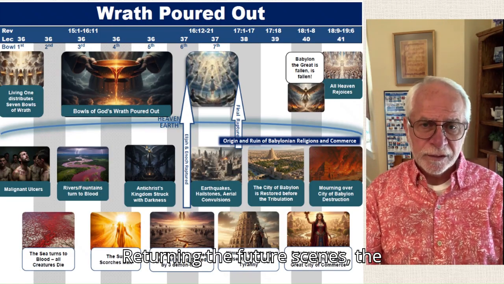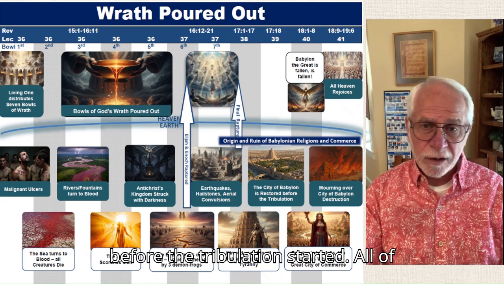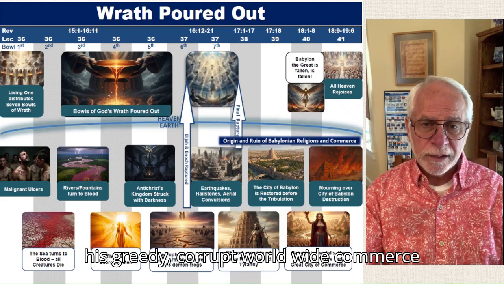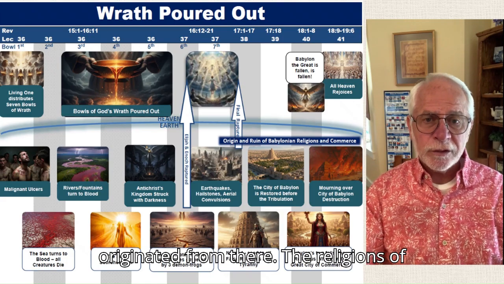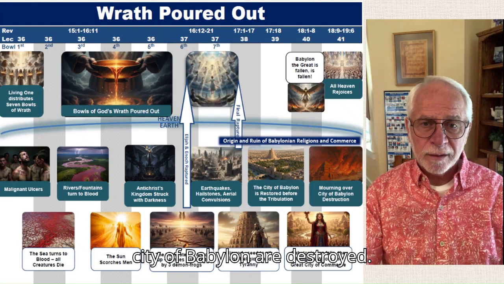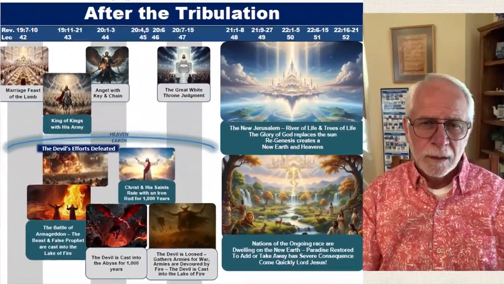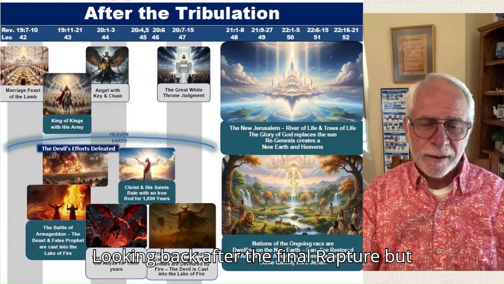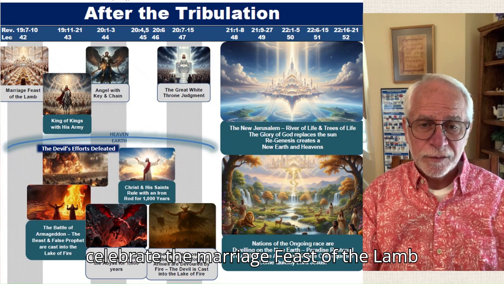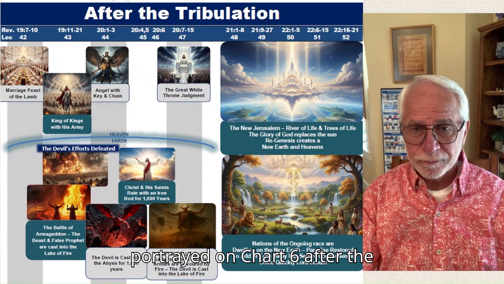Returning to future scenes, the Antichrist restored the city of Babylon before the tribulation started. All of his greedy, corrupt worldwide commerce originated from there. The religions of the Babylonian whore and the Antichrist city of Babylon are destroyed. Looking back after the final rapture, but before the Battle of Armageddon, we celebrate the marriage feast of the Lamb, portrayed on chart 6 after the tribulation.